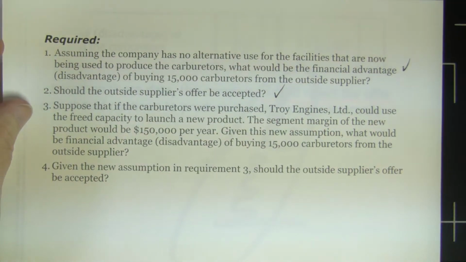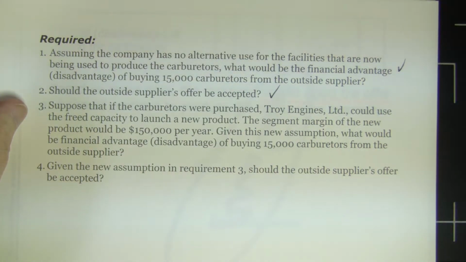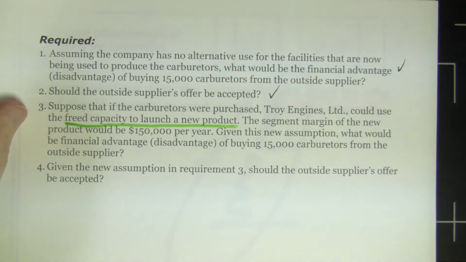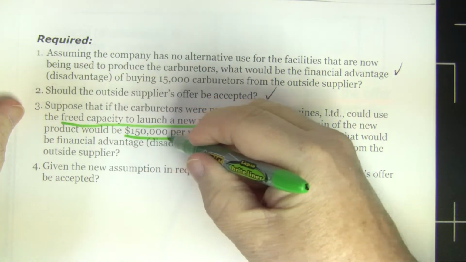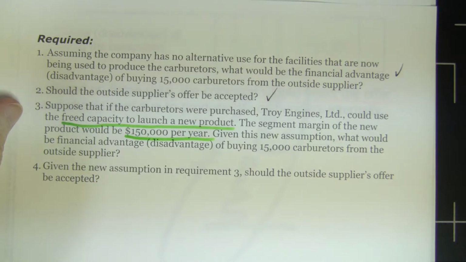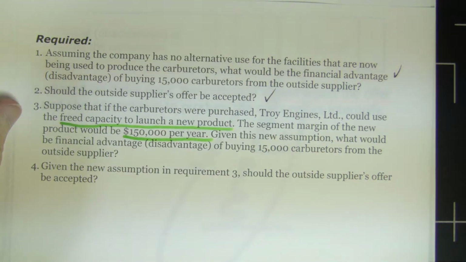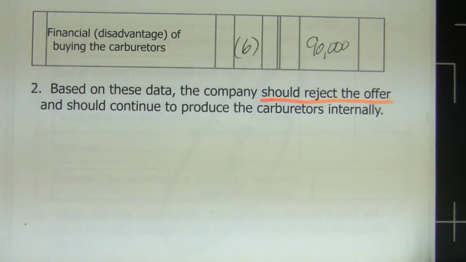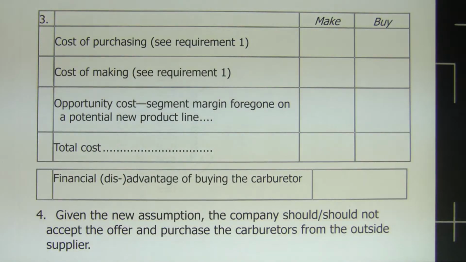The next part of the problem says, suppose that if the carburetors were purchased, assume we could use the freed capacity to launch a new product. The segment margin of the new product would be $150,000 per year. Given the new assumption, what would be the best choice? Should they buy the 15,000 or should they continue to make them? Well, that changes things quite a bit, because now we have to look at that $150,000 as opportunity cost.